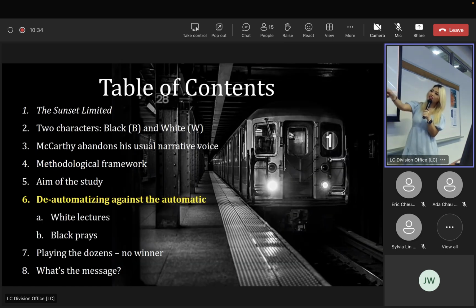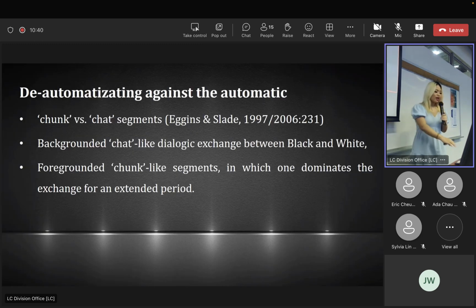Okay, now I'm going to quickly move on to number 6, de-automatizing against the automatic. Eggins and Slade mentioned that against the background, we see chat-like exchanges. However, at the same time, there are also chunk-like segments in which one speaker dominates. So I'm going to be analyzing the 2.